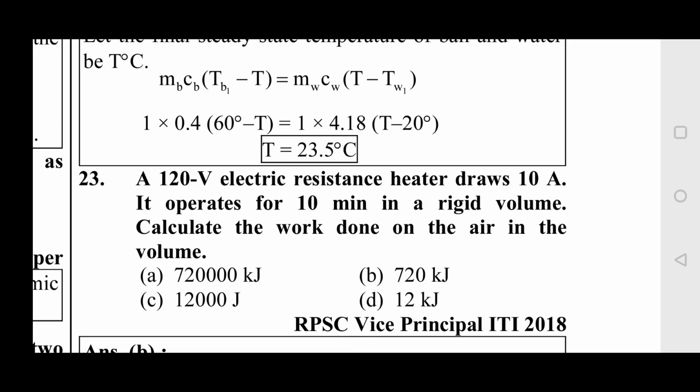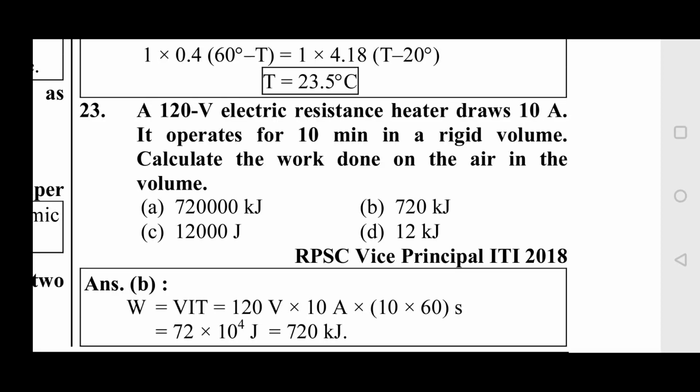A 120 volts electrical resistance heater draws 10 amps. It operates for 10 minutes in a rigid volume. Calculate the work done on the air in the volume. So let's calculate. Work done is equal to voltage into current into time. Voltage is 120, current 10 amps, and 10 minutes converted into seconds, 10 into 60. Next, 72 into 10 to the power 4 joule, or 720 kilojoules.